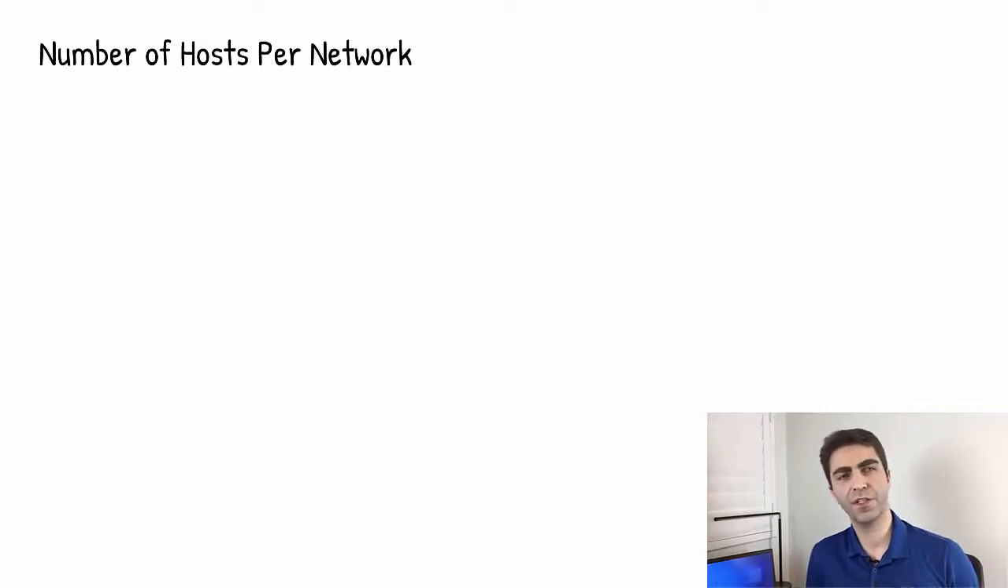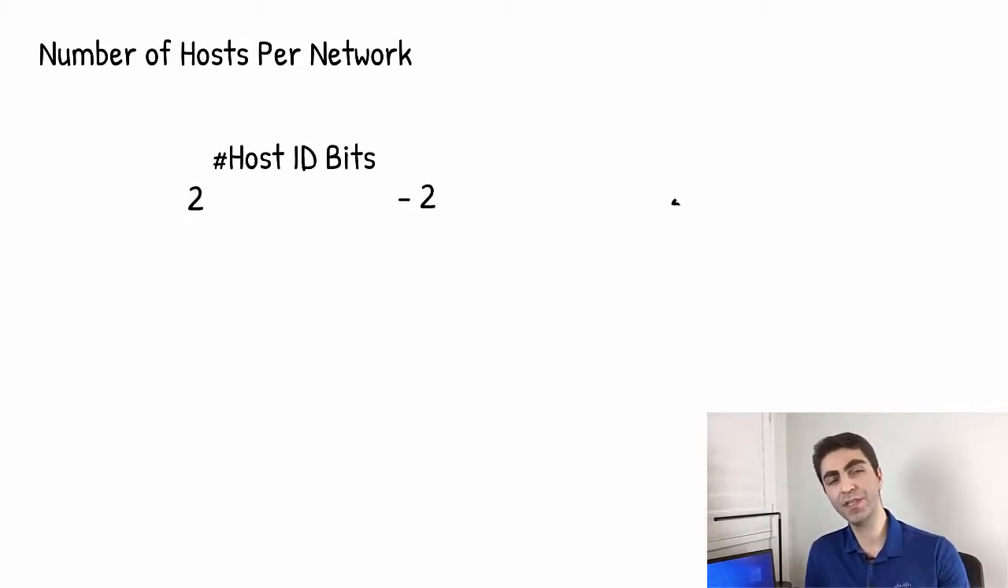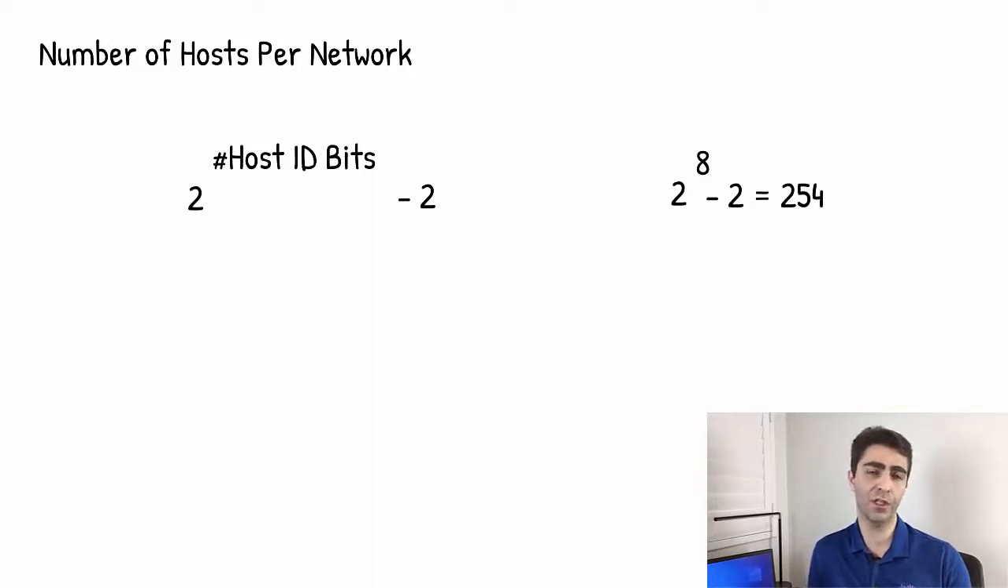With this definition, we can simply determine the number of hosts that we can have in a single network. It comes from this formula: 2 to the power of the number of host ID bits, or the number of zeros in the subnet mask, minus 2. For the example in the previous slide, we have 2 to the power of 8 minus 2, which becomes 254. So we can have 254 addresses in that network.